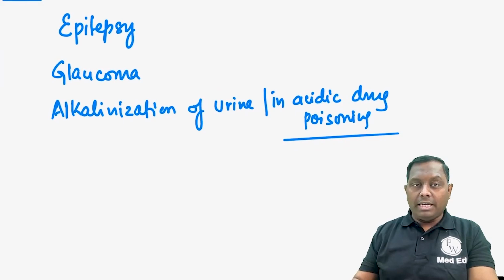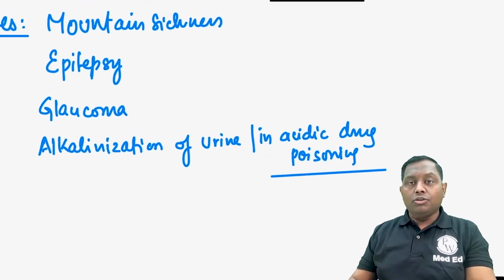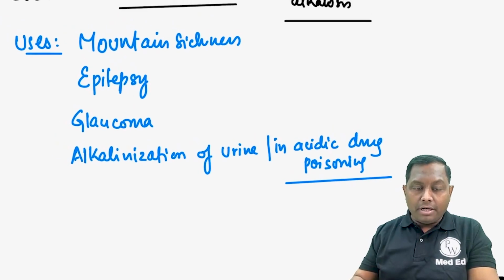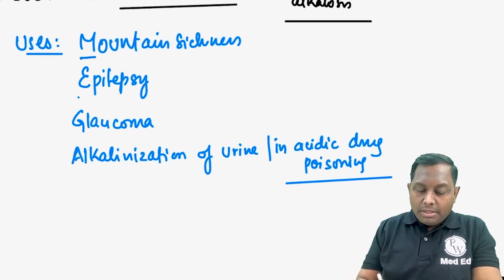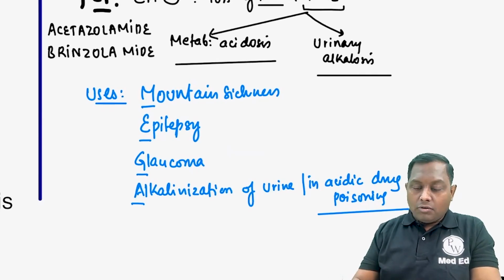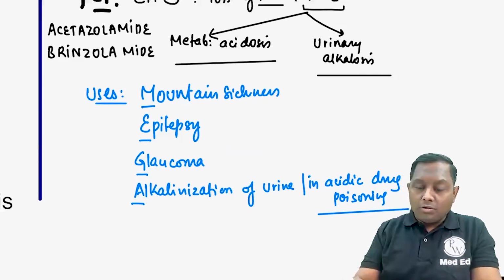We do forced alkaline diuresis using sodium bicarbonate, but we can also use carbonic anhydrase inhibitors. These are the different uses, right? And remember, the mnemonic is going to be MEGA, and I was discussing here the side effects. They are causing metabolic acidosis, urinary alkalosis.